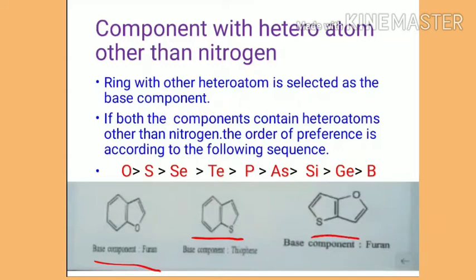And in this compound the furan contains oxygen and thiophene contains sulfur, and we know that oxygen comes first in priority order. So furan is here the base component and thiophene is the attached component.